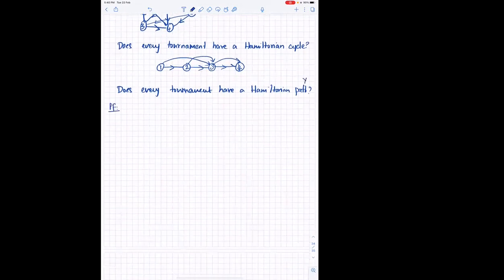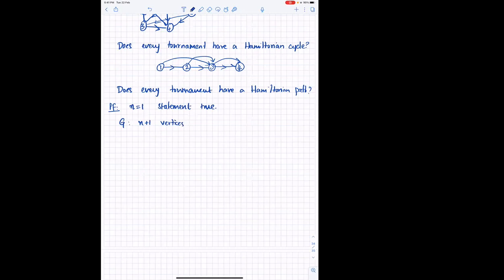For now it's not clear. We have not proven it yet, but apparently every tournament does have a Hamiltonian path. So how do you think we should prove this? If there's just one vertex, then there is a Hamiltonian path. There's nothing to prove. So for n equal to 1, the statement is true. So let's consider a graph that has n plus 1 vertices. We're going to do this by induction.